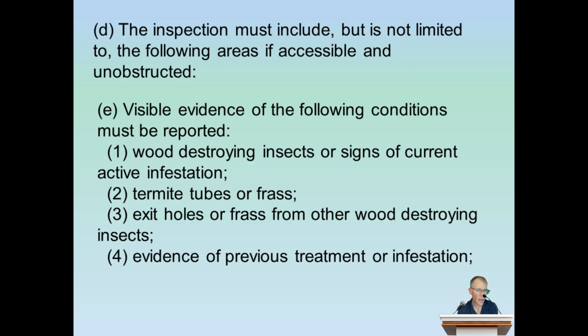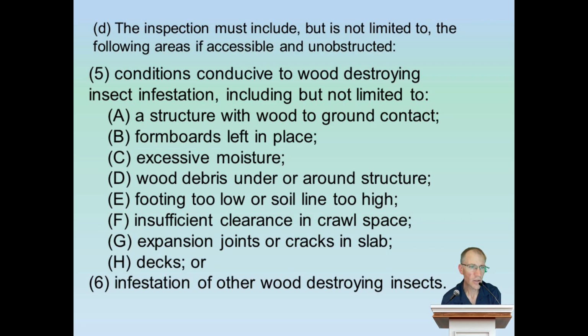E. Visible evidence of the following conditions must be reported. 1. Wood-destroying insects or signs of current active infestation. 2. Termite tubes or frass. 3. Exit holes or frass from other wood-destroying insects. 4. Evidence of previous treatment or infestation. D. The inspection must include, but is not limited to, the following areas if accessible and unobstructed.